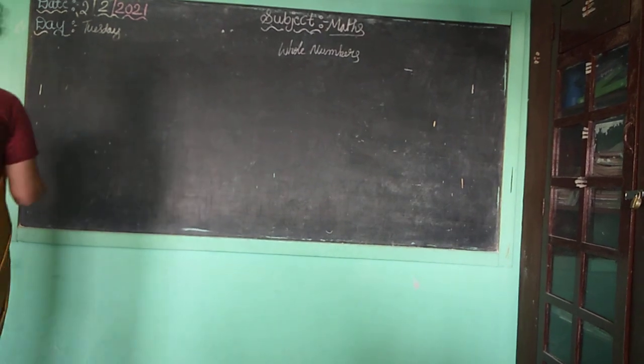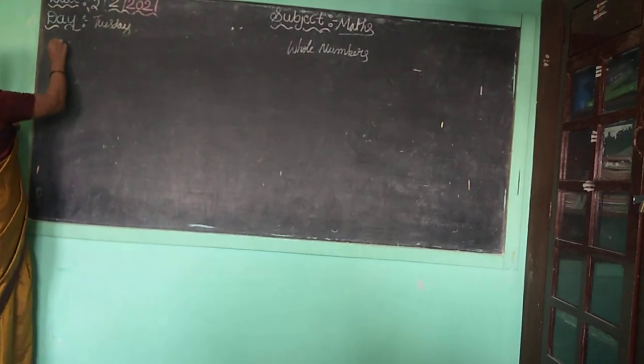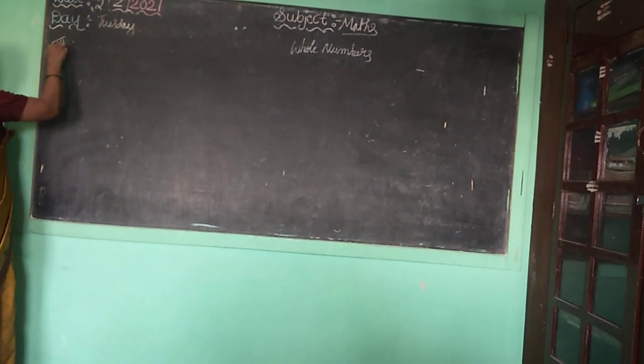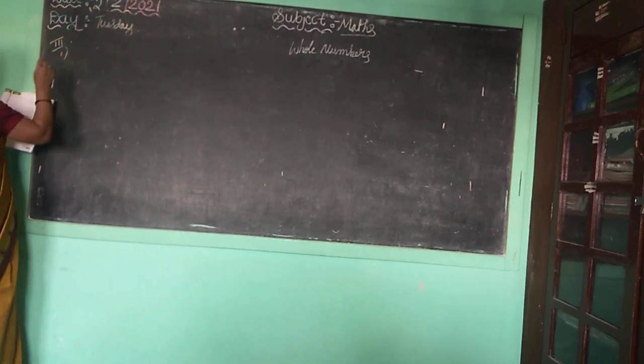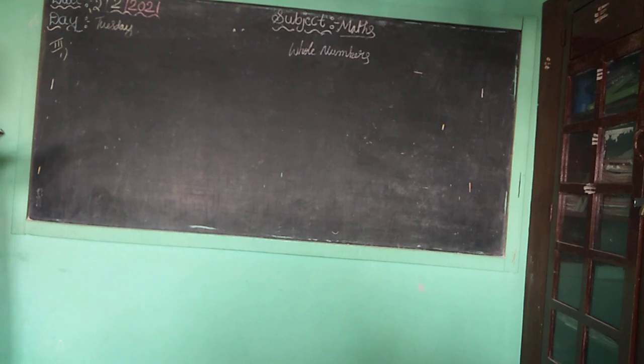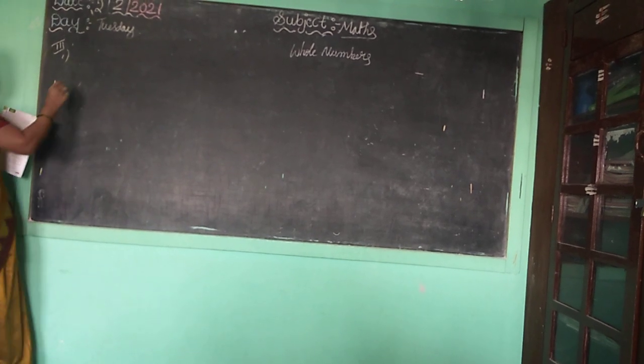See, third one, children, answer the following. Third one is what? Answer the following. First question is what? Is 0 a factor of 35? No.